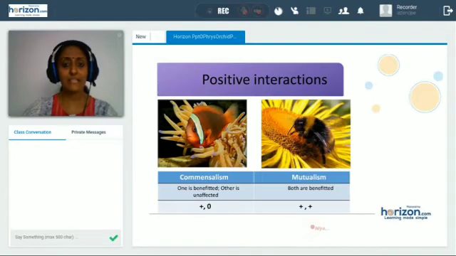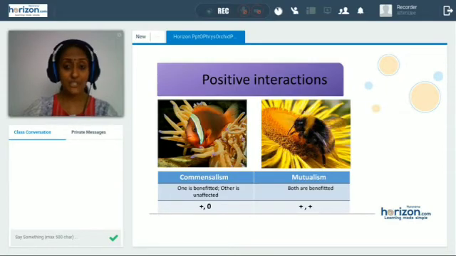Now let's have a look at some of the positive interactions. The first picture shows a clownfish that lives among the sea anemone. Here the fish gets benefited, but the sea anemone remains unaffected. This type of interaction is called commensalism.